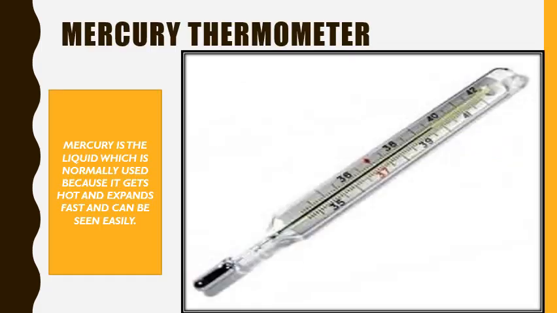Metals mostly exist in solid state at room temperature, but mercury is the exception. It exists in liquid state, and that is why it is used in thermometers. So mercury is the liquid which is normally used because it gets hot and expands fast, and because of its lustrous property, being a metal, it can be seen easily. Gabriel Fahrenheit invented the first mercury thermometer.